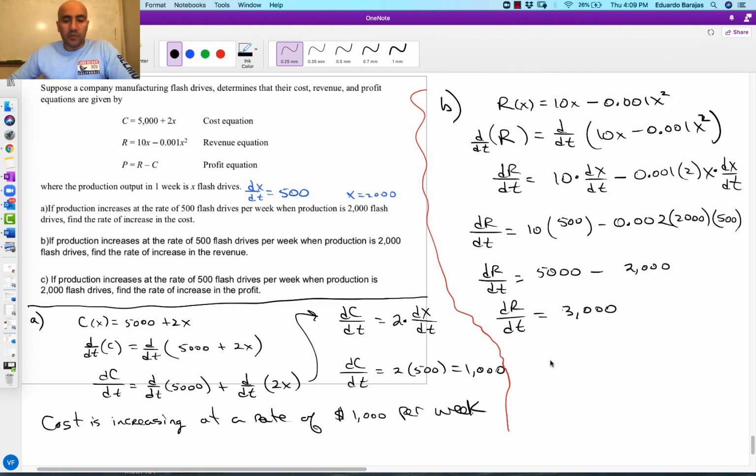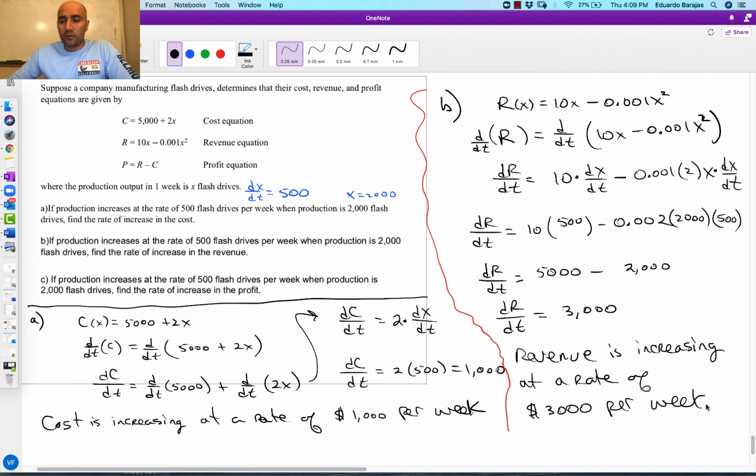Okay, so this means that the revenue is increasing. I know it's increasing because it's positive. It's increasing at a rate of $3,000 per week. Right? So in this scenario, here is our cost function, our revenue function, our profit is, of course, equal to the revenue minus the cost.